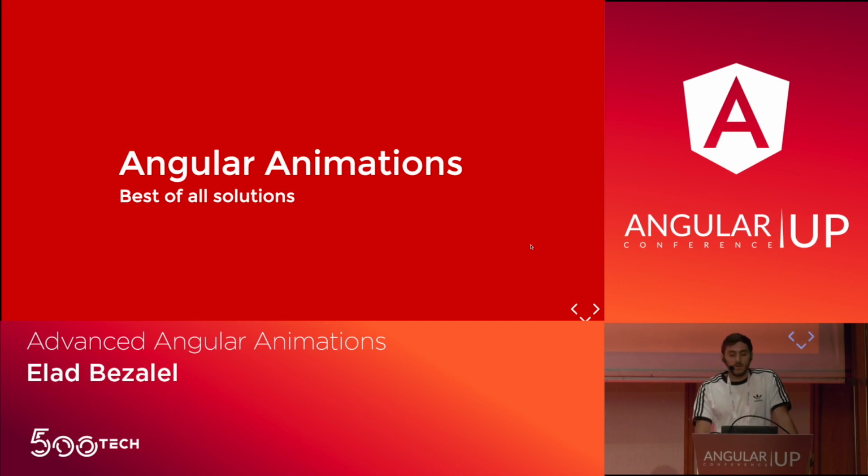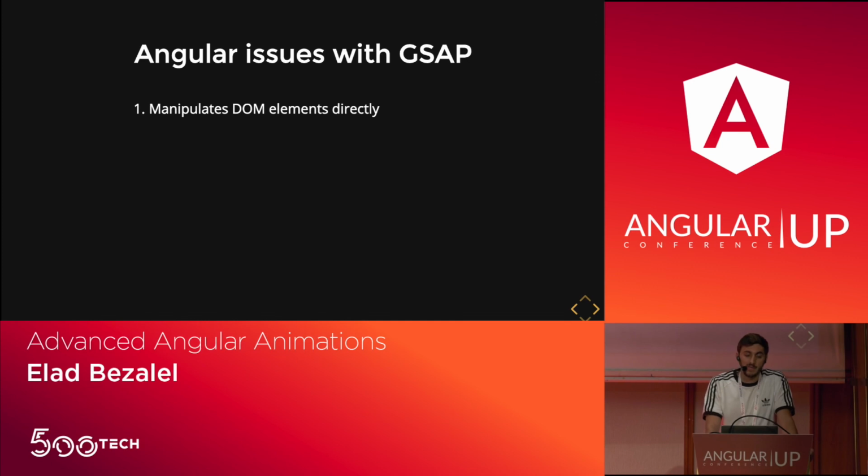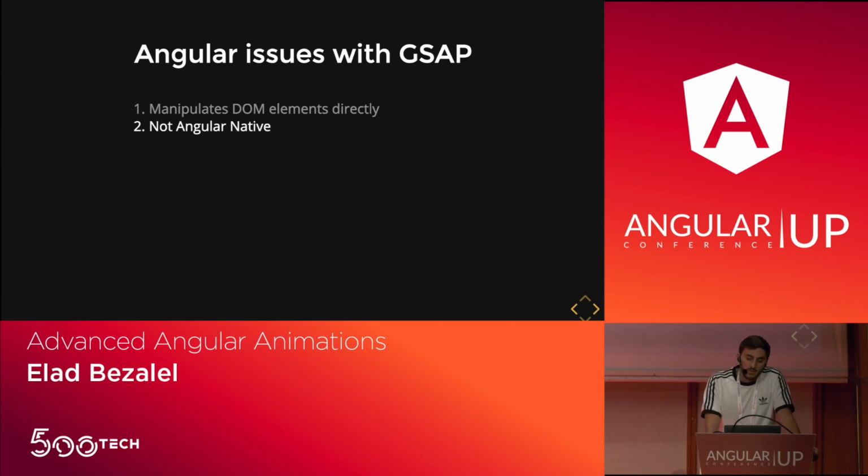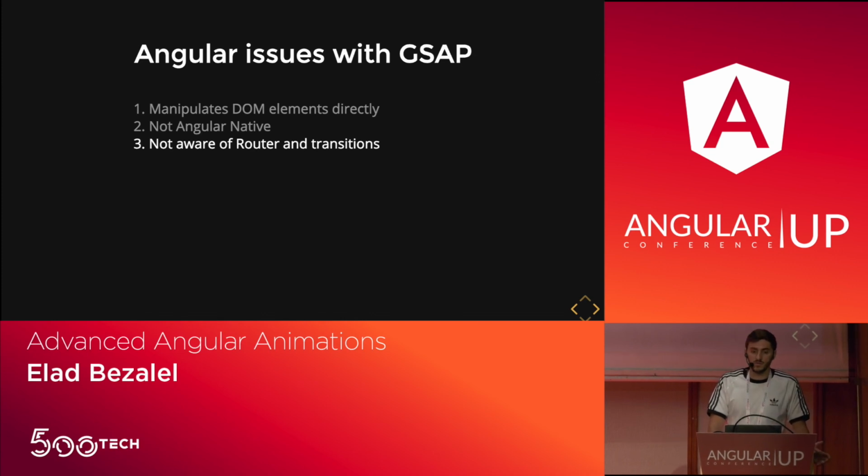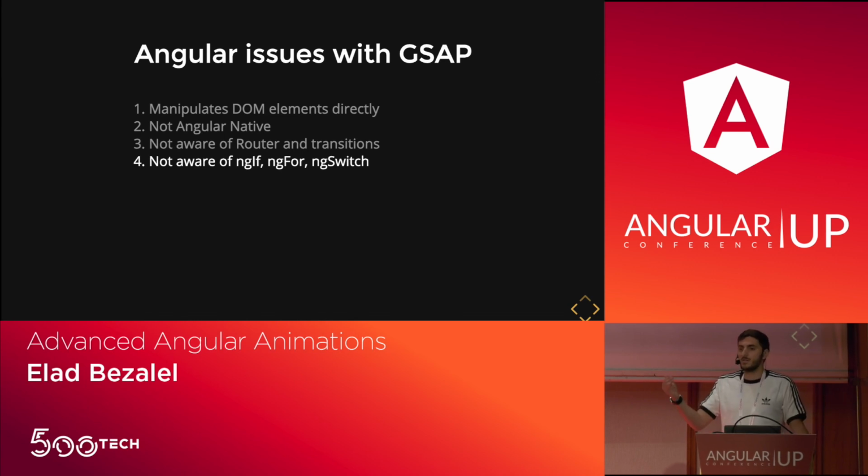But obviously today we are here talking about Angular. So Angular animation is the best of all solutions, right? Why Angular can't work really well with GreenSock is because GreenSock manipulates the DOM directly, and Angular doesn't like it. You don't know when anything changed because it's outside of the zone. It is not Angular native, and it is not aware of the router and other transitions. And most important of all, it's not aware of any insertion and deletions of any elements from the screen. So it's really hard to do it.